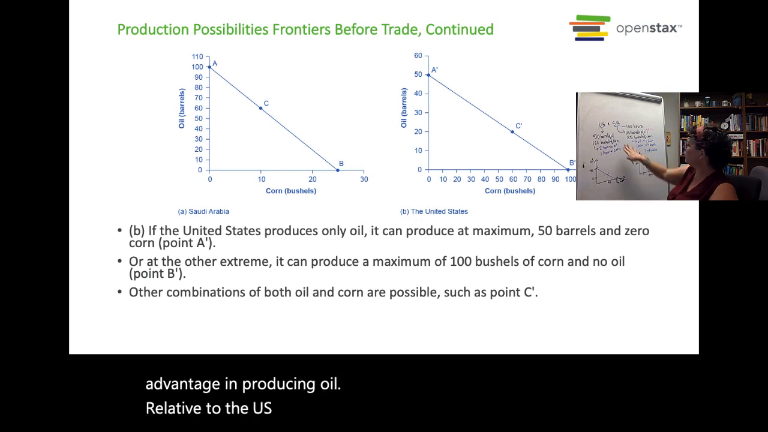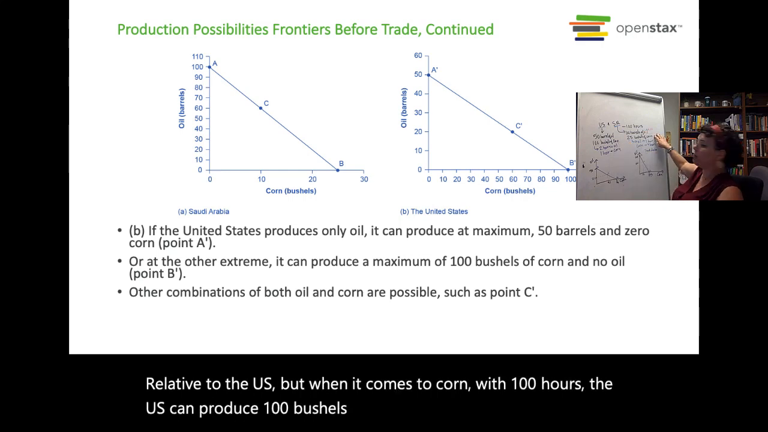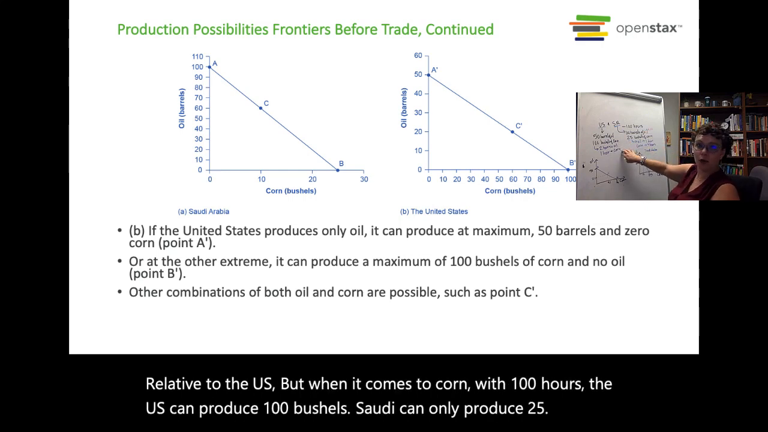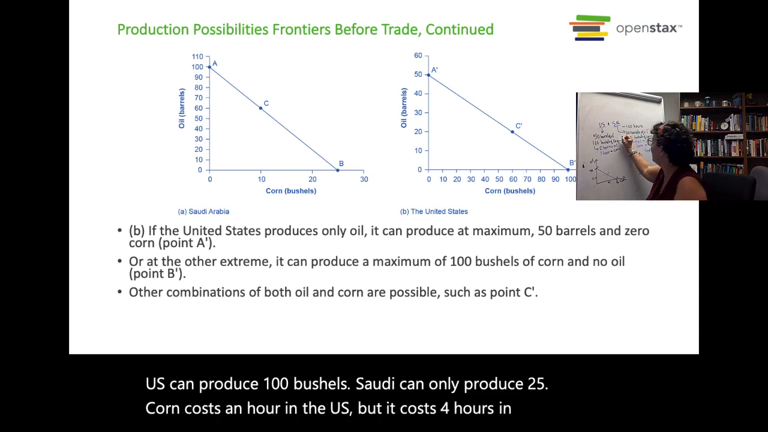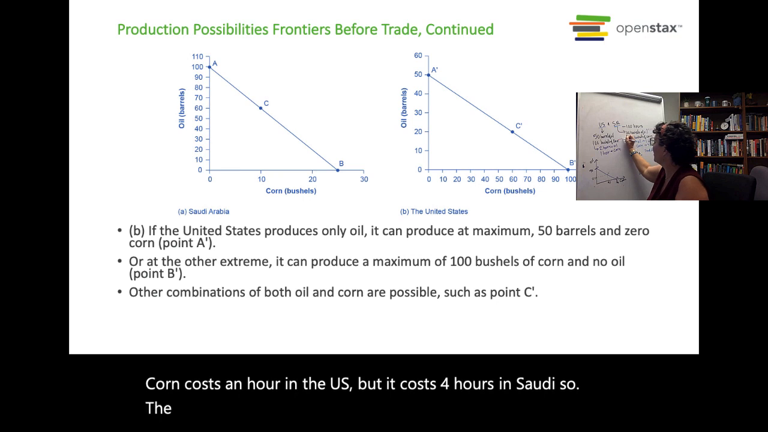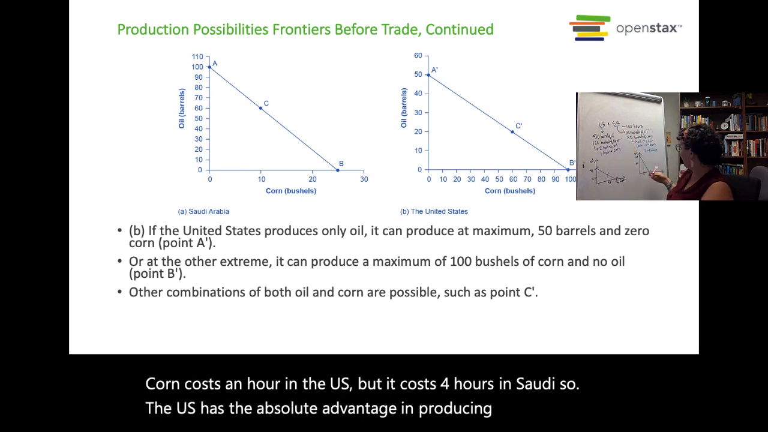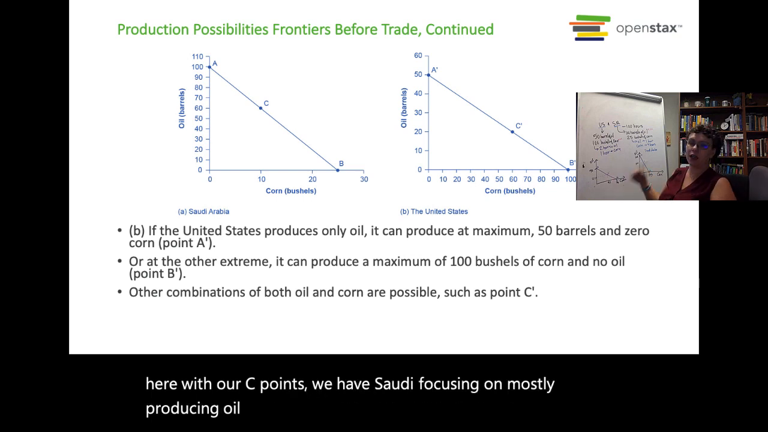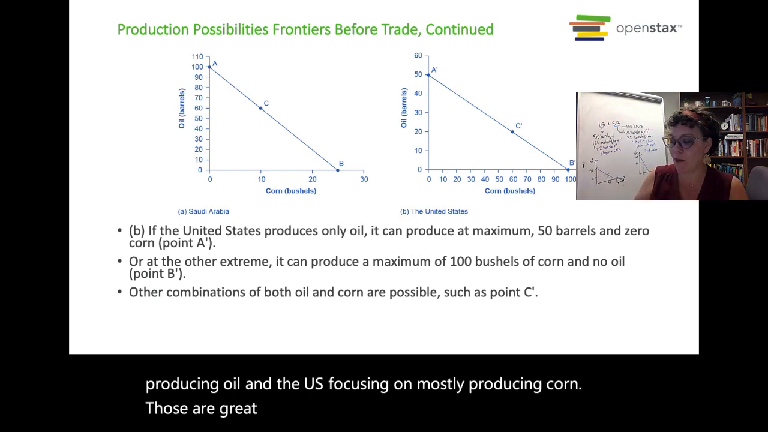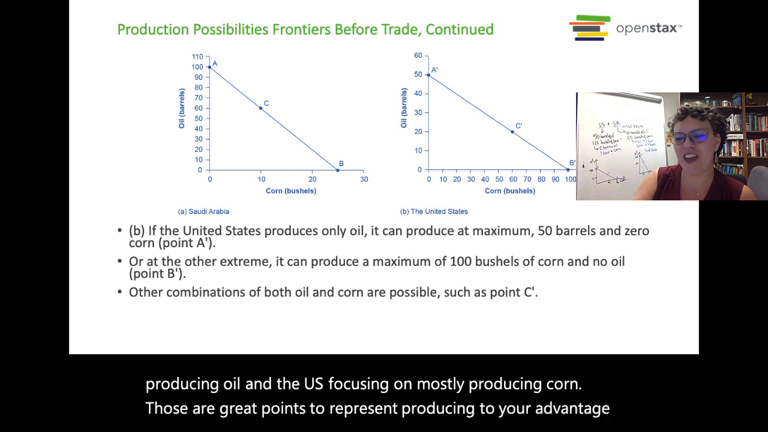But when it comes to corn, with 100 hours, the U.S. can produce 100 bushels. Saudi can only produce 25. Corn costs an hour in the U.S., but it costs 4 hours in Saudi. So the U.S. has the absolute advantage in producing corn. So right here with our C points, we have Saudi focusing on mostly producing oil and the U.S. focusing on mostly producing corn. Those are great points to represent producing to your absolute advantage.